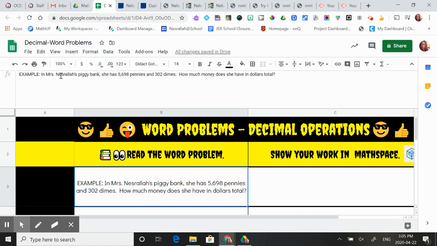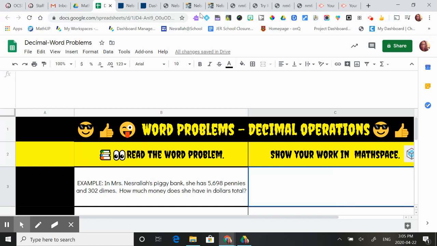So here is our math problem. It's in Miss Nazarella's piggy bank. She has 5,698 pennies and 302 dimes. How much money does she have in total? So I can't do that in my head, so I'm going to show you how to use a MathSpace.